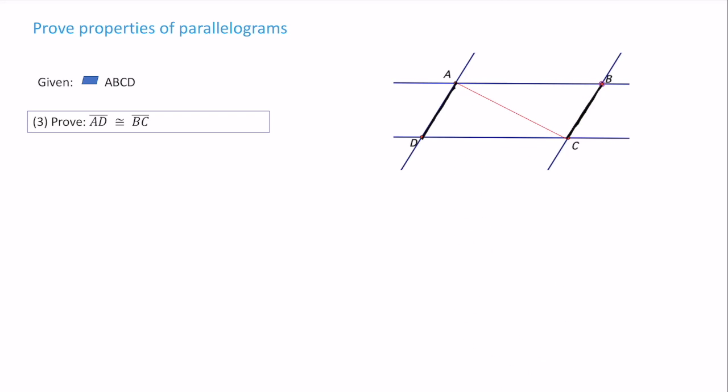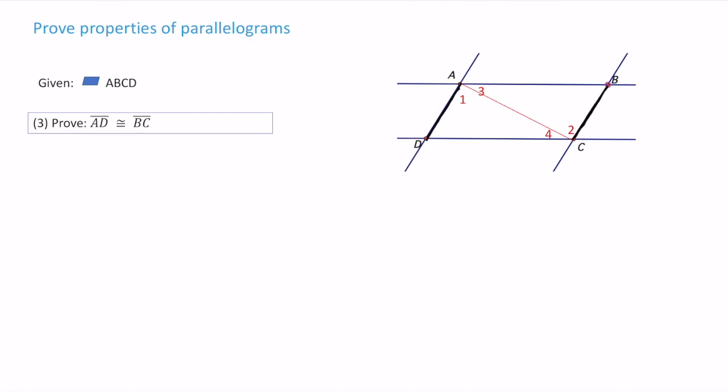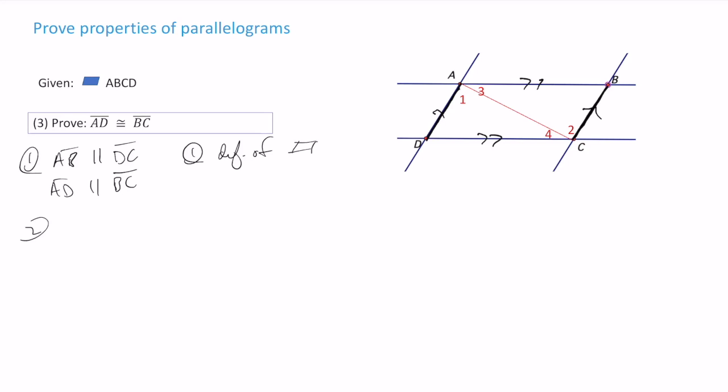And to do this, I'm going to draw AC, and I'm going to label some of the angles. Okay, so the first thing I'm going to do is I'm just going to write 1. We know that AB is parallel to DC, and AD is parallel to BC, and that's because that's the definition of a parallelogram, same as before. Okay, 2, I drew AC.